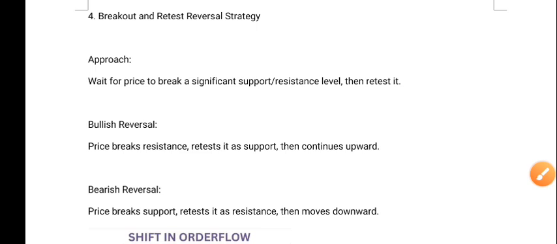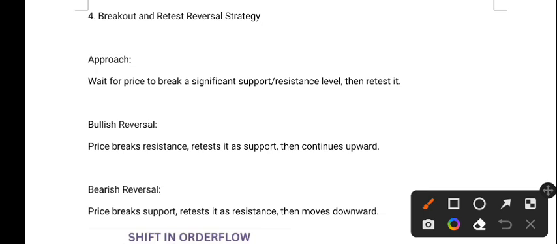So the breakout and retest reversal strategy is like this. The approach: wait for price to break a significant support or resistance level. This is actually the greatest proof of a reversal. Yes, to me, it is the greatest proof of a reversal. So we have the bullish reversal: price breaks the resistance, retests it at support, and then continues upward.